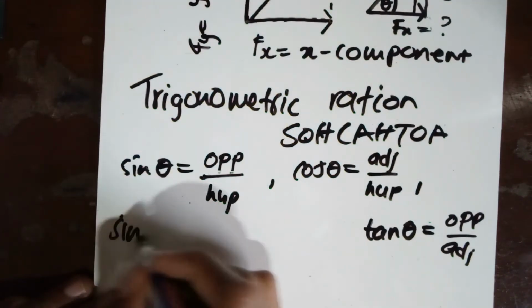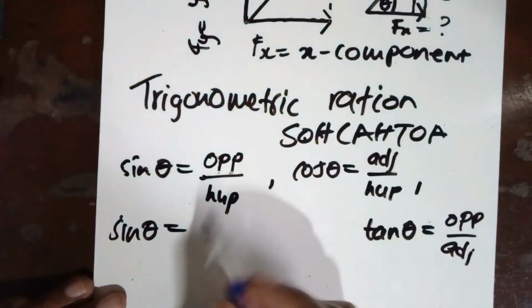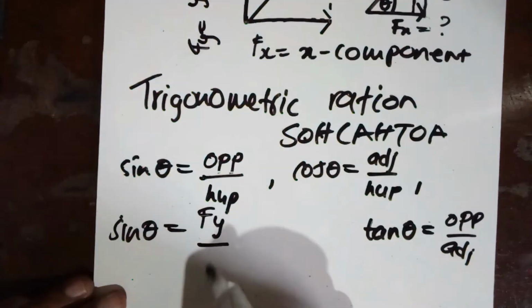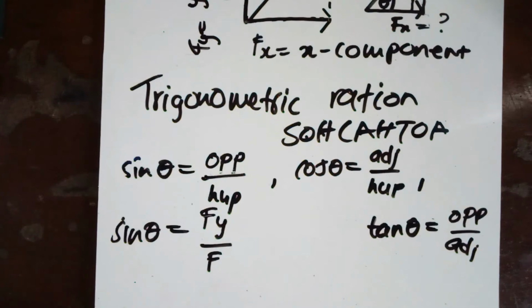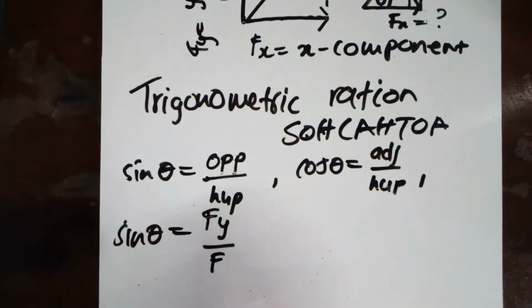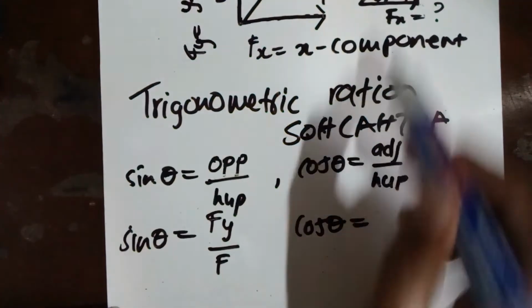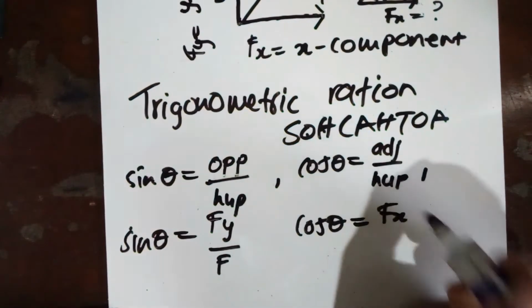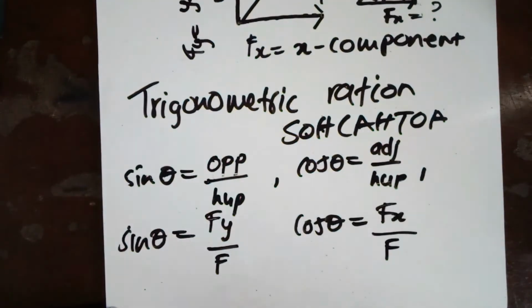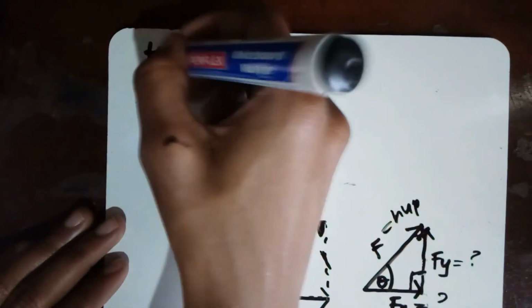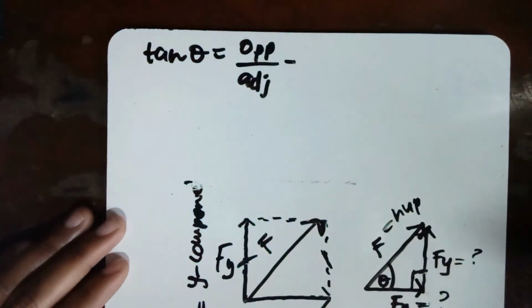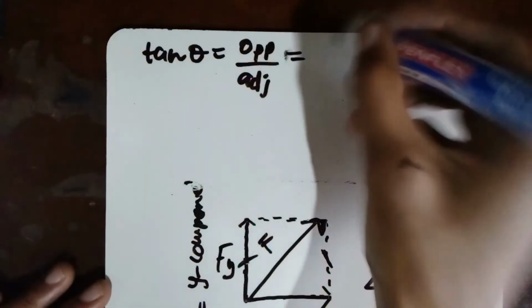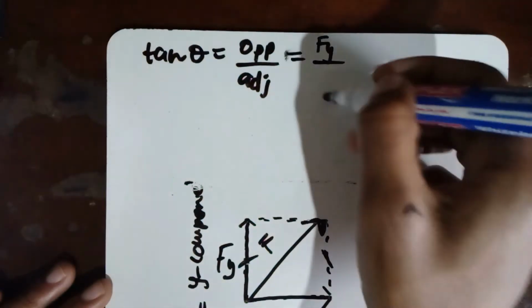So we can say that sine theta in actual fact, the opposite of this angle is fy, and the hypotenuse we said is f. And for cos theta, we have that the adjacent side is fx, and the hypotenuse side is f. And then for tan theta, we had said it's opposite over adjacent. And if you look, the opposite side to the angle theta is fy, and the adjacent side is fx.